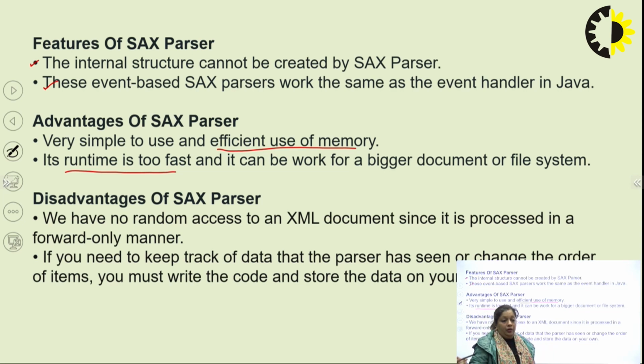The control will go only in one direction, that is, the forward-only manner. So, you cannot randomly access any element as we were able to do in a DOM parser. Another thing, if we need to keep track of data that the parser has seen or changed, or if the order of items has been changed, then we have to write the code and store the data on our own. It will not be done automatically, that has to be done by the programmer. So, these are the two major disadvantages associated with the SAX parser.